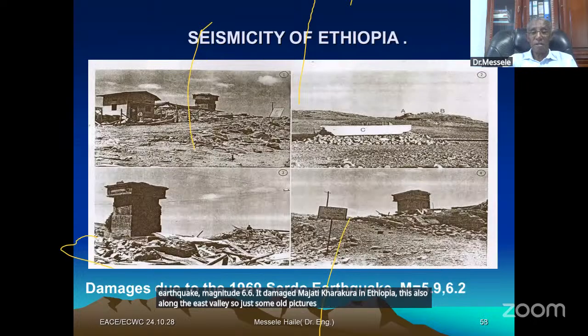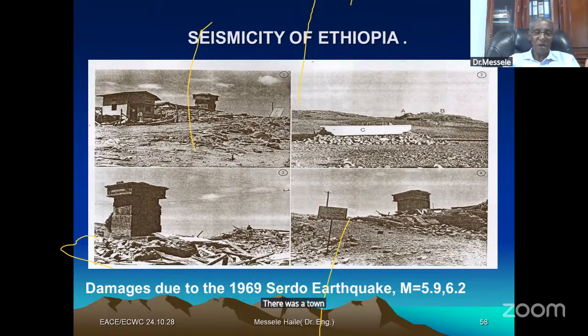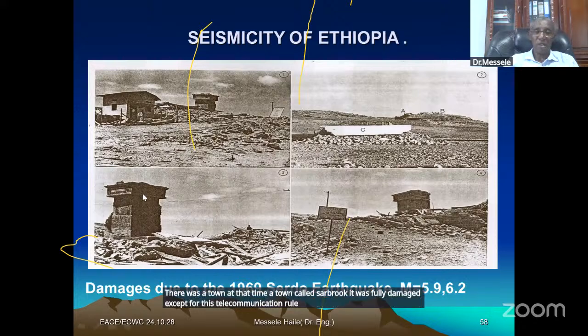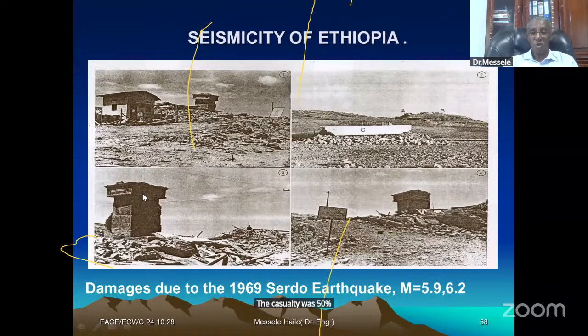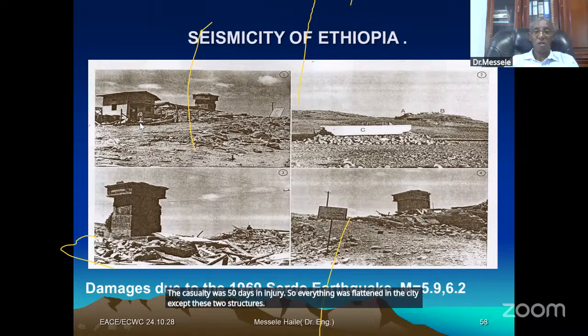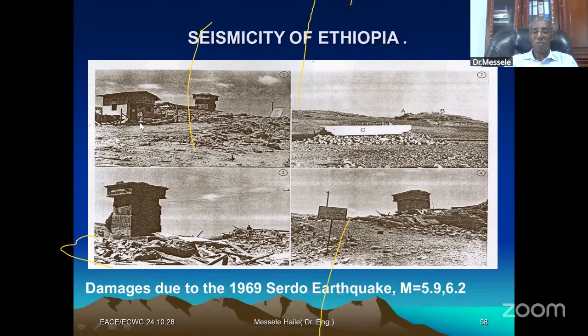This is a 1969 earthquake, magnitude 6.2, but there was a town at that time, a town called Sardo. It was fully damaged except for this telecommunication wood structure and one water tank. The casualty was 50%, deaths and injury. So everything was flattened in the city except these 2 structures. So small earthquake can cause this.